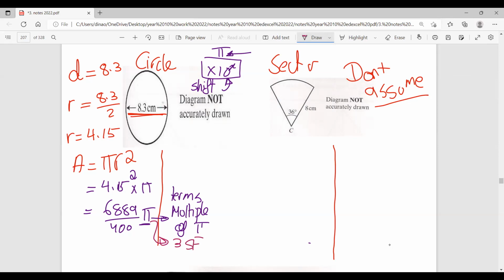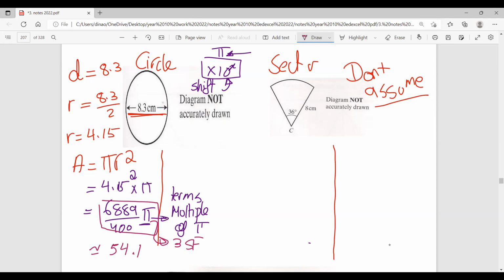So if I want to round it to 3 significant figures, I'll have to change it to decimal first. After rounding it, the answer will be 54.1. This part is very important. Remember that if the question says leave the answer in terms of pi, you leave it. You change it to decimal when the question says round your answer to 1 decimal place or 3 significant figures, depending. And if it doesn't say, my advice is to change to decimal and round.